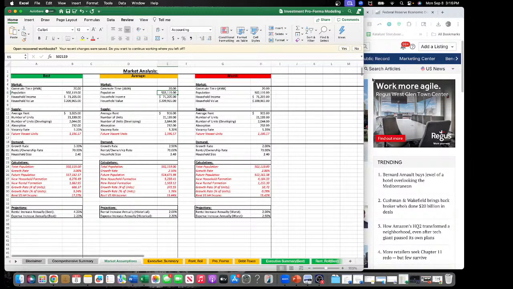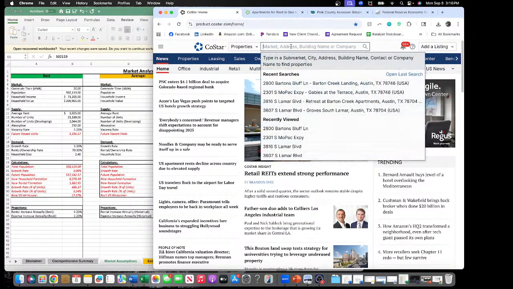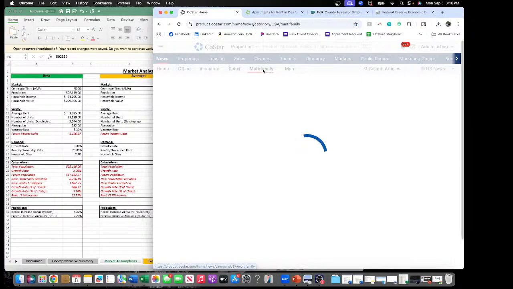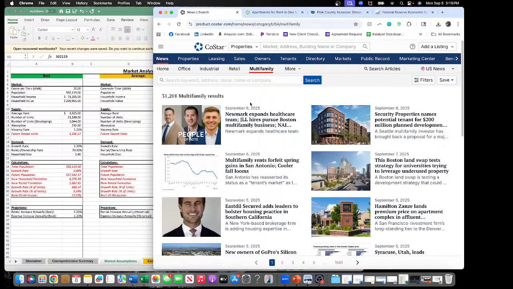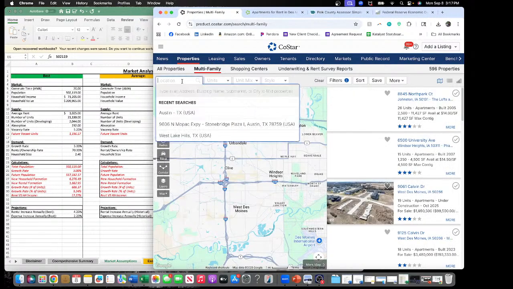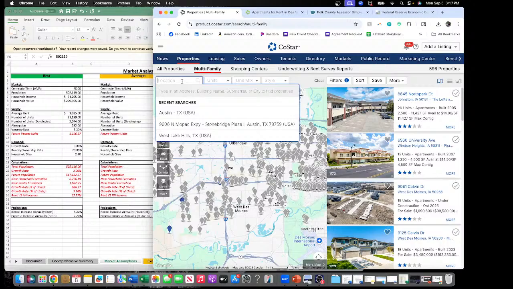Now, what's interesting here as we go to properties, I'm actually going to pull up and show you what this means from a perspective here from CoStar. That's why it's so important to have CoStar here as well. I'm going to pull up properties here. We're going to pull up multifamily. And we're actually going to pull up, I believe the property is, what was the property?